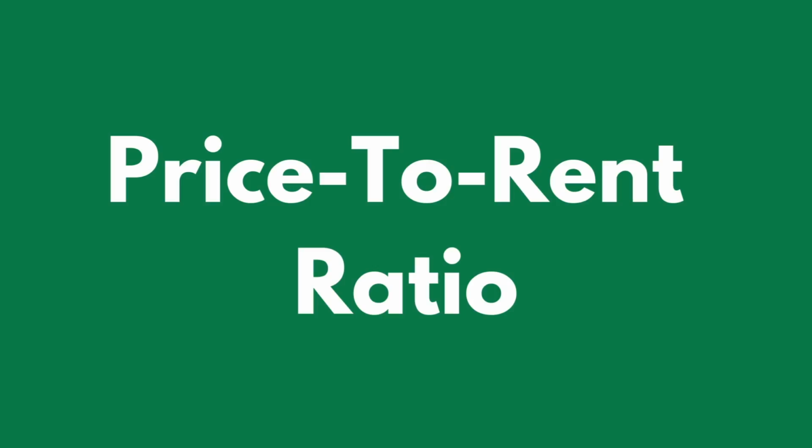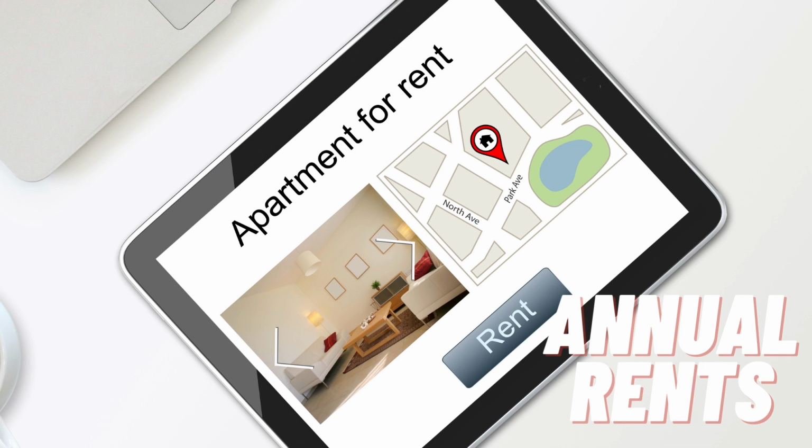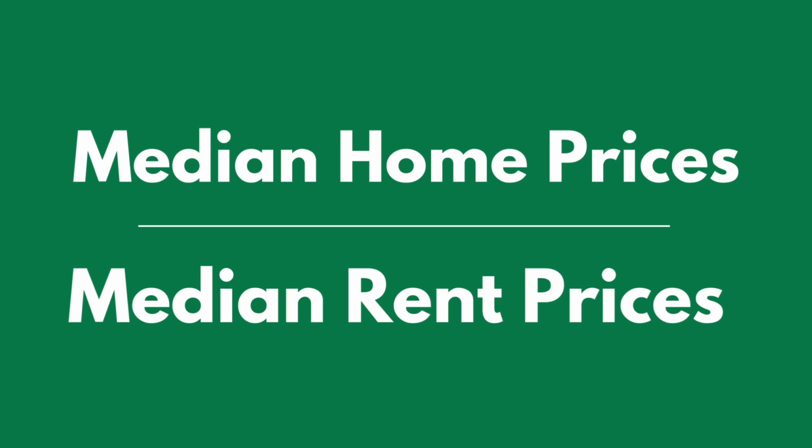Price to rent ratio is the relationship between home prices and annual rents, and it helps indicate the desirability of owning over renting. To calculate this, you need to divide the median home prices by the median rent prices, and the ratio should be 18 or lower when you buy to avoid a lower home value after purchase.